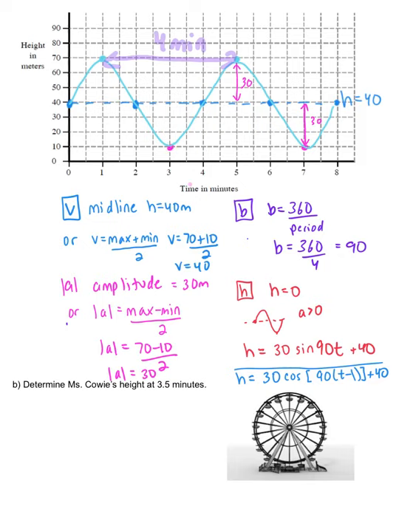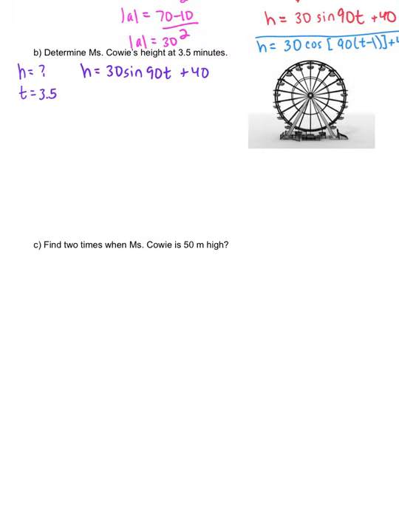The rest of the video, we are now going to use this equation first to find the height given a time, and then to find the time or times given a height. We have seen this in a previous video. I am going to do it again just to help students who need to see another example, as this can be challenging. But if you feel confident with using this equation, don't feel that you need to keep watching this video. So in part A, we are asked to determine Miss Cowie's height at 3.5 minutes.